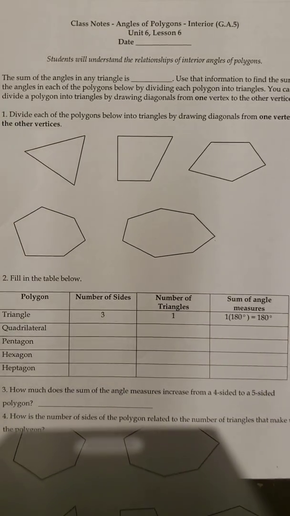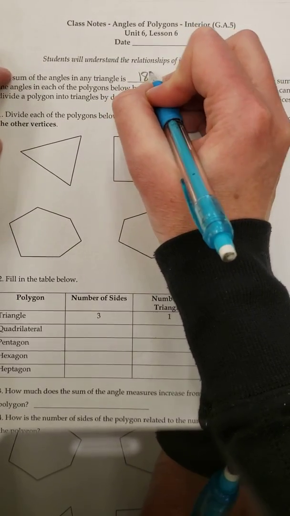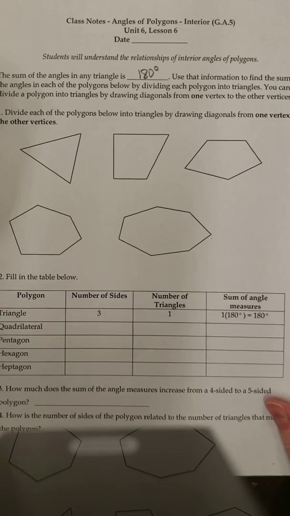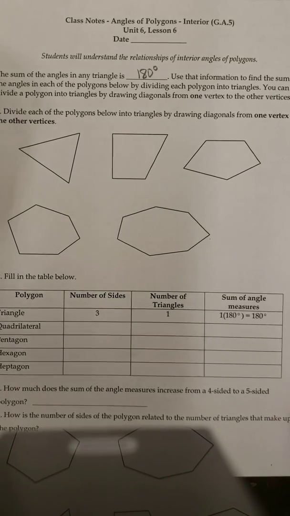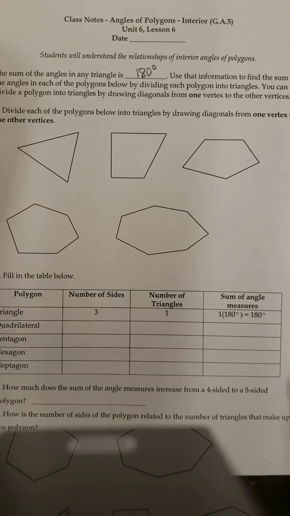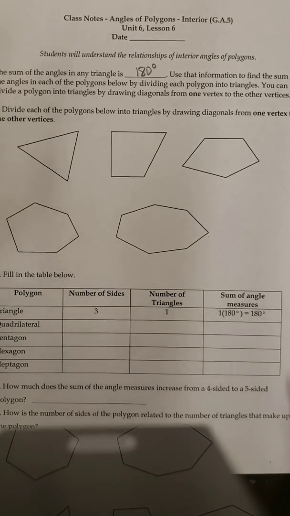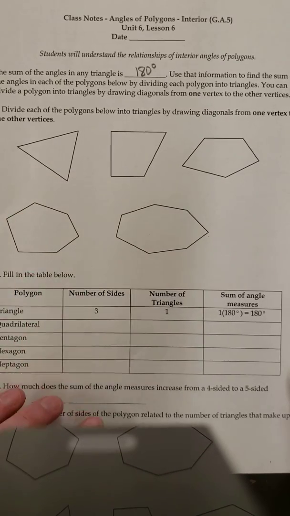So hopefully you all remember that the sum of the angles in any triangle is 180 degrees. No matter what the shape of the triangle is, no matter how big or small, all three angles have a sum of 180 degrees. So we're going to take that information and see what's going on with these different polygons.